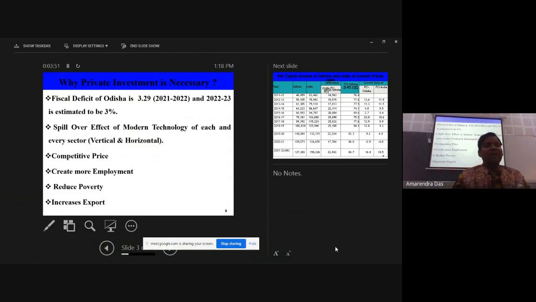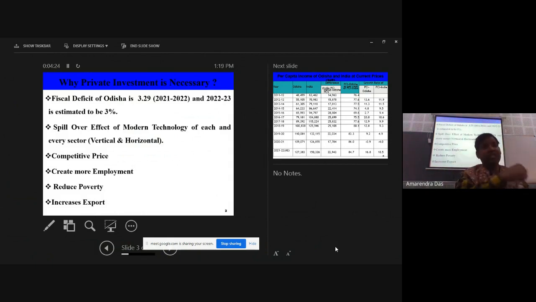The next point is that it reduces poverty. When there is more growth and more employment, poverty will reduce. It also increases exports. The BJP government is saying that every district will have one indigenous product, one district, one product. What they are doing is a different matter, but that is the objective. When private investment comes in, exports will increase.